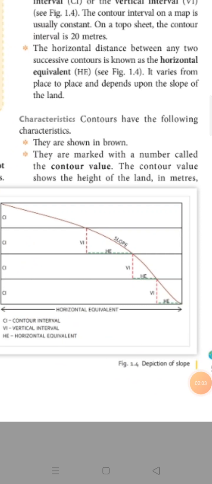What are the characters of the contours? The contours have the following characters. They are shown in brown. They are marked with a number called the contour value. The contour value shows the height of the land in meters.